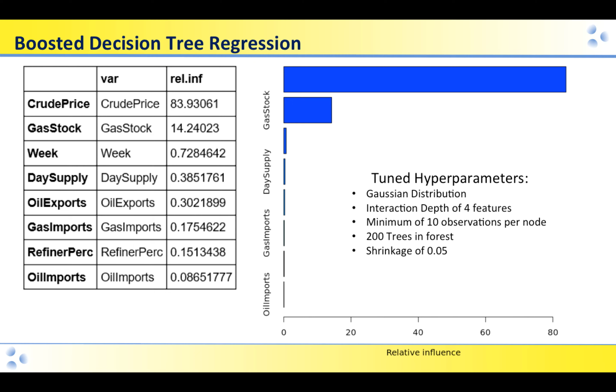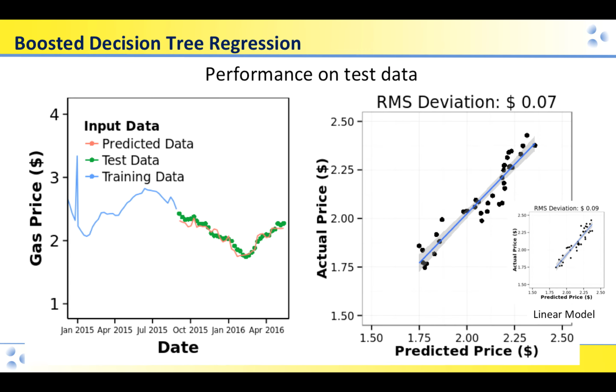The second most important parameter being the gas stock. I'm not terribly surprised that the third most important parameter being the week. This takes into account the seasonal variations in gas prices. Some weeks the gas prices are higher than others based on U.S. holidays or other annual recurring events, such as the change in the weather that leads to a change in formulations and the change in gas prices.